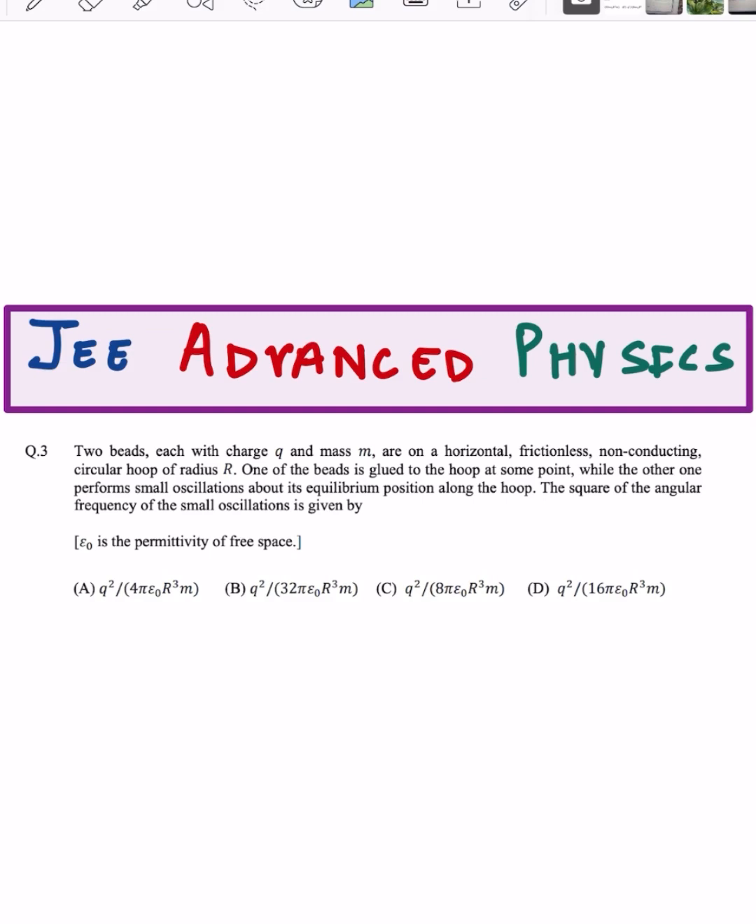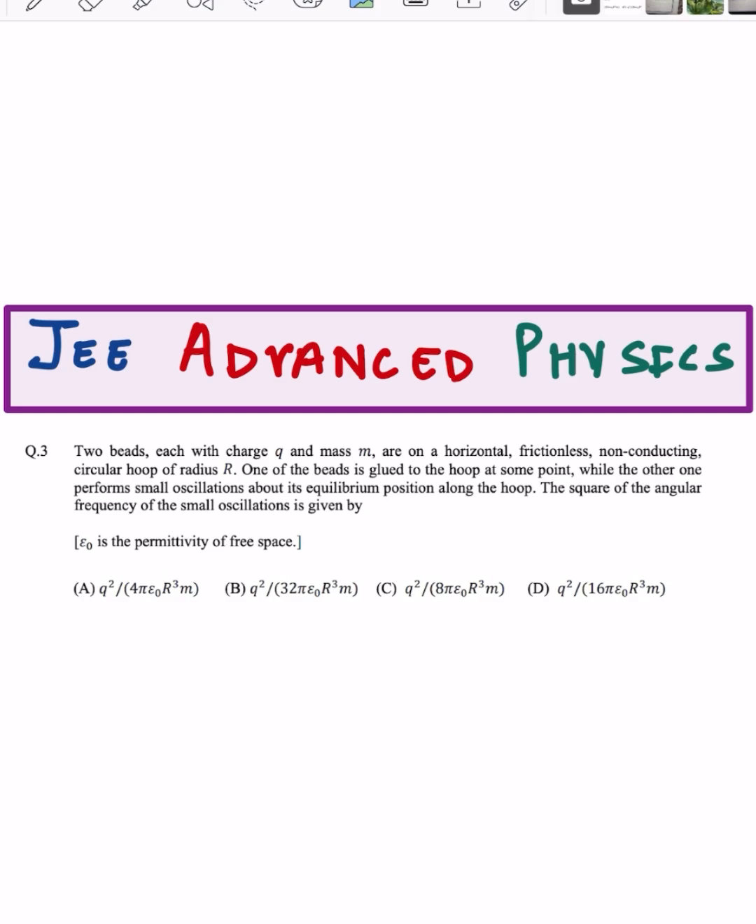This is a JEE Advanced Physics problem, and you have two beads, each of charge q and mass m, on a horizontal frictionless non-conducting circular hoop of radius r. One of the beads is glued to the hoop at some point, while the other performs small oscillations about its equilibrium position along the hoop, and the square of the angular frequency of the small oscillation is given by... Okay, so we have this setup right now.